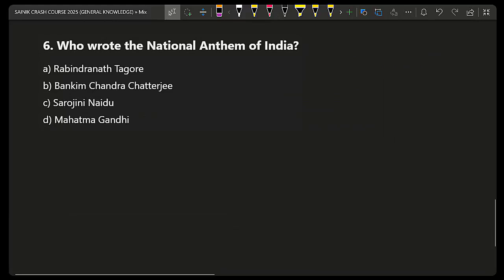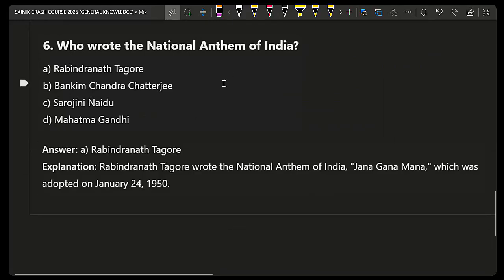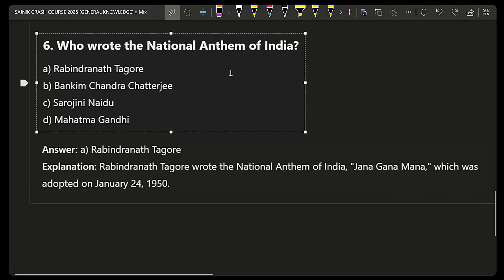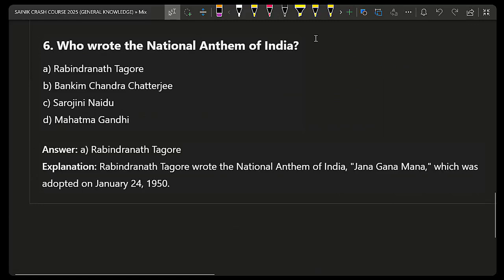So we have completed the poll, and I got only one wrong answer from one student. They said Bankim Chandra Chatterjee, and for option A, Rabindranath Tagore, I received 24 votes. All of you are correct. Rabindranath Tagore is the correct answer. Explanation: Rabindranath Tagore wrote the national anthem of India, Jana Gana Mana, which was adopted on January 24, 1950. So on that date, national anthem of India has been adopted.